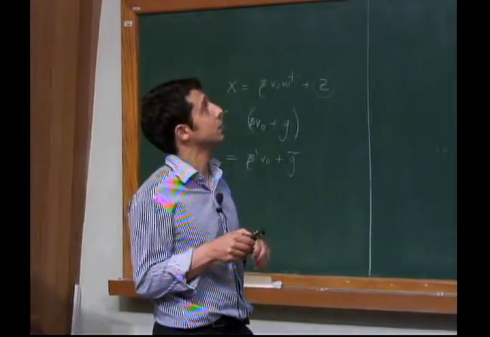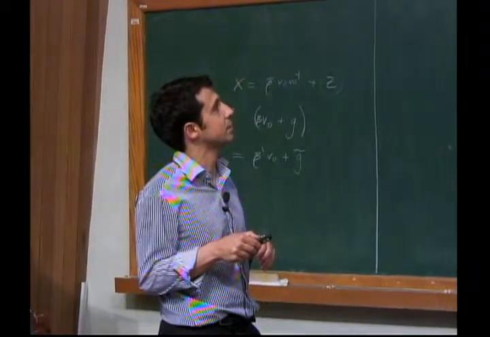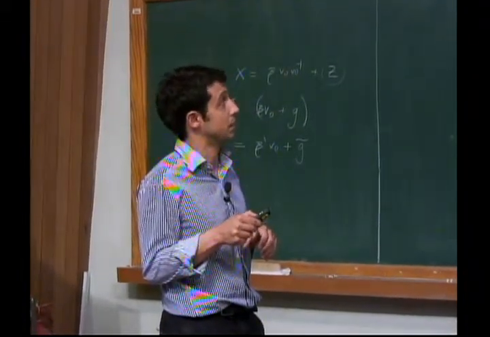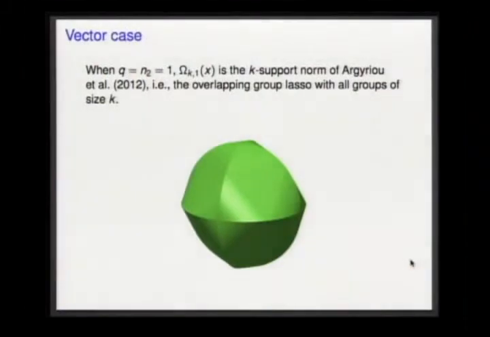So this can be represented as the convex hull of the union of three disks. So here are the three disks, which is the set of atoms, the set of elements of sparsity 2. And if we take the convex hull of this, we get this norm that is the unit ball of the 2 support norm in R3.